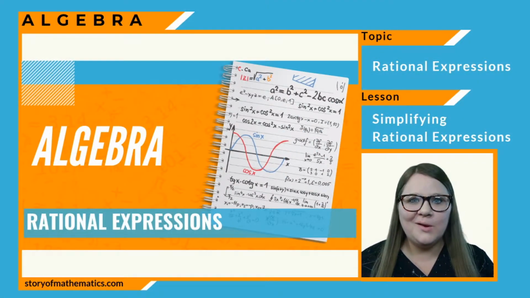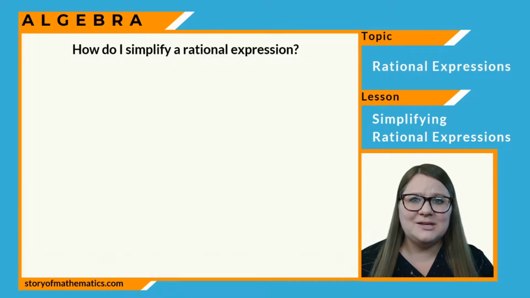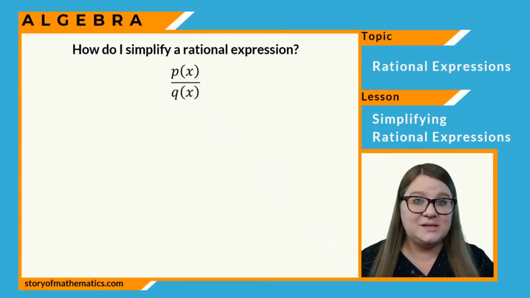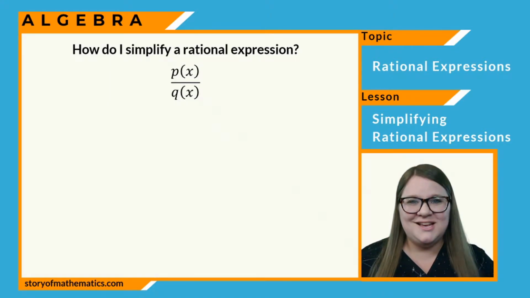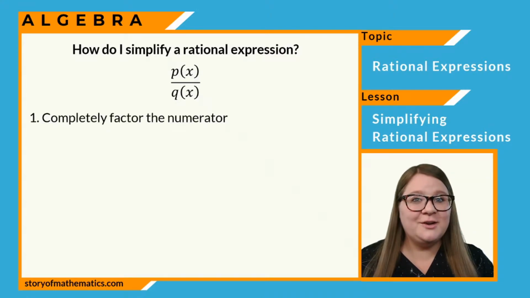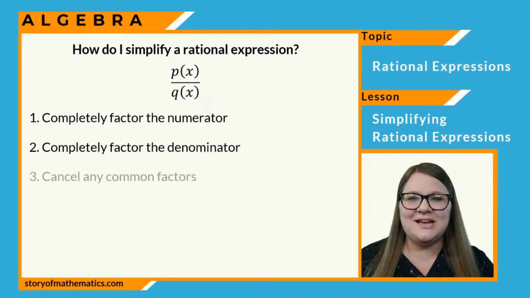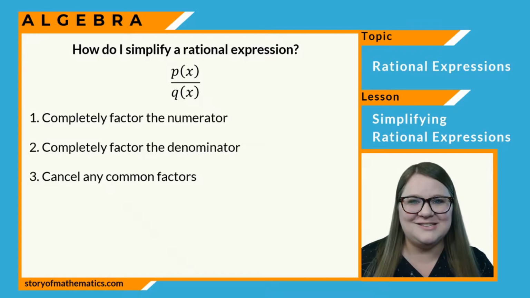Hi, in this video, we're going to learn all about simplifying rational expressions. So let's say that you are given a rational expression that looks like p of x over q of x, where p of x and q of x are both functions in terms of x. Well, the first thing you're going to do is completely factor the numerator. Then you're going to completely factor the denominator. And after that, you're going to cancel any common factors.